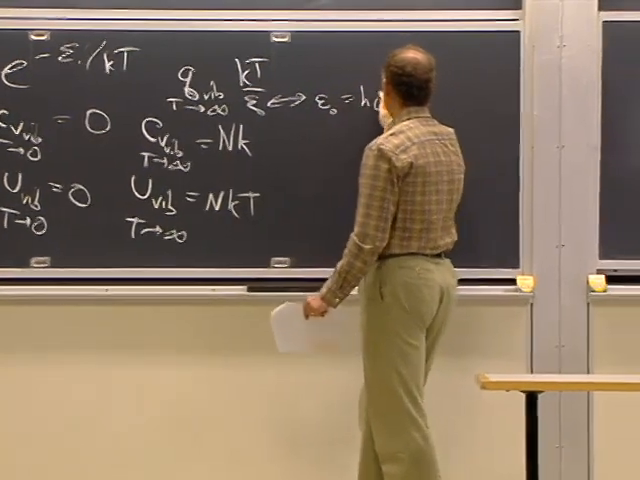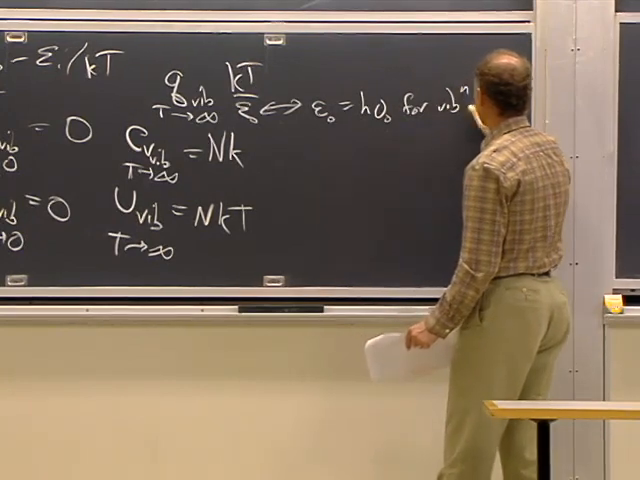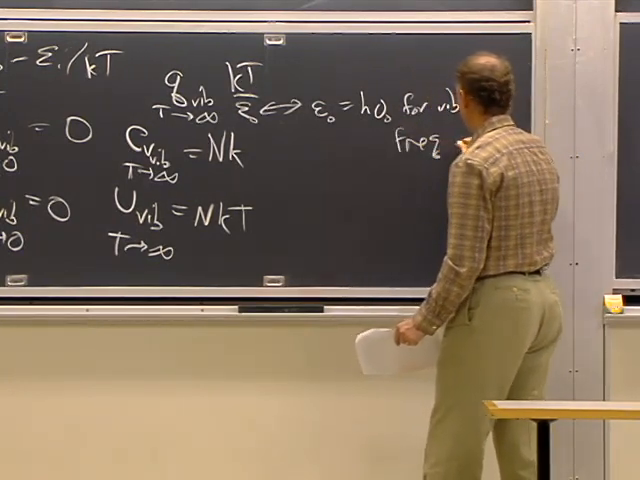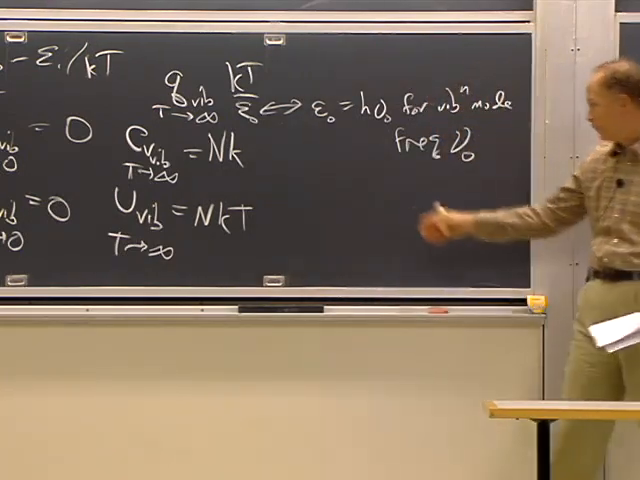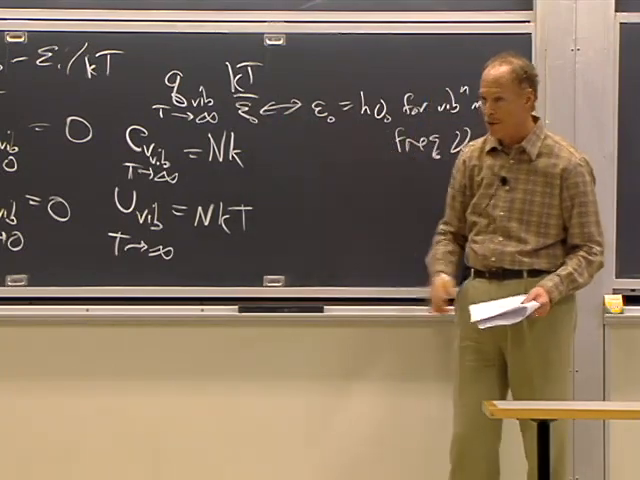E0 is h nu 0 for a vibrational mode with frequency nu 0. Right? And of course, given the partition function, you can calculate everything. So in the high temperature limit, we can easily calculate things.